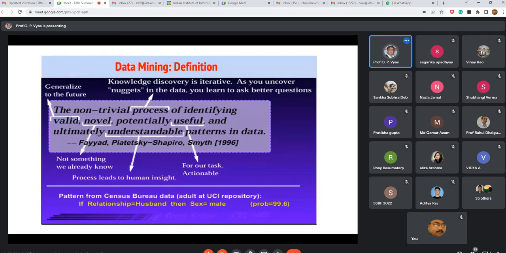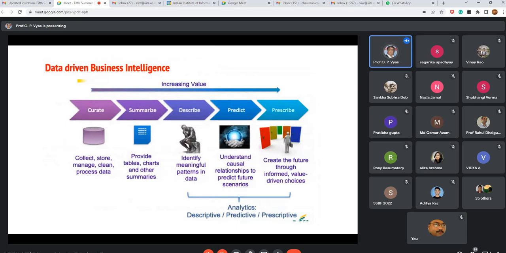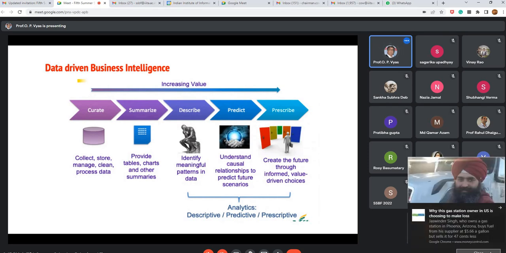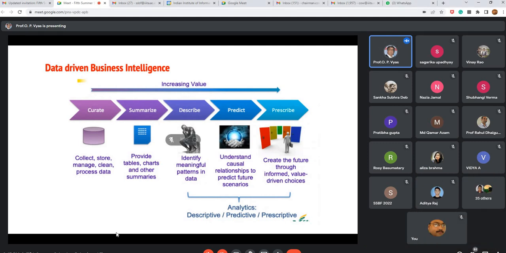Now this is something which was developed in the very early years of 2000s, and then we moved on to various approaches using the business aspect of it. And then in the business, I can tell you the process, how it flows. First you collect, store, manage, clean and process data. Any data, it can be any data. This is the first step.